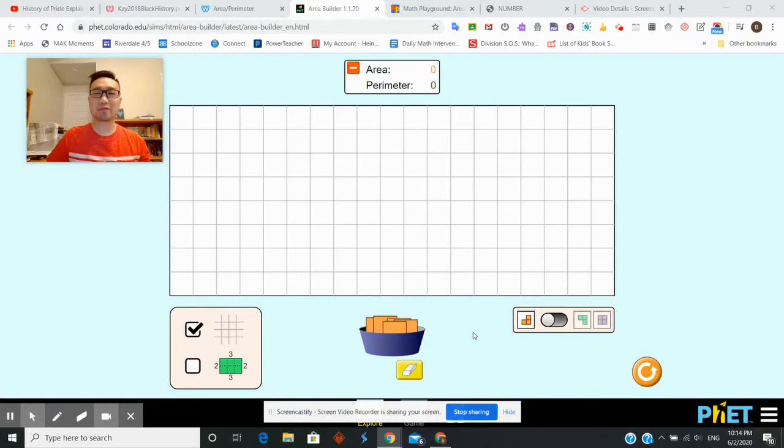We have reviewed perimeter, and now we are going to learn about or review area. So perimeter was the distance around a shape. So here's my rectangle, and the area is the total distance inside the entire rectangle. Okay, so essentially it's all of this, whereas perimeter is the outside, area is the inside.